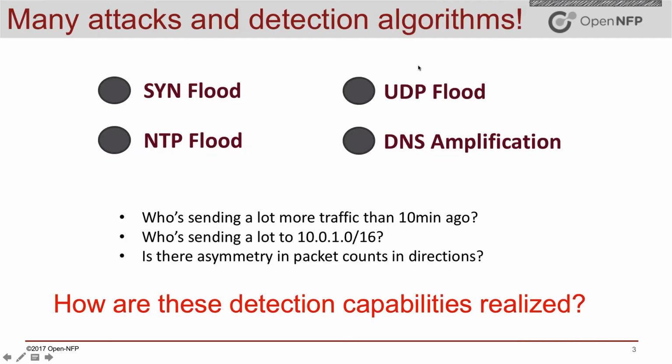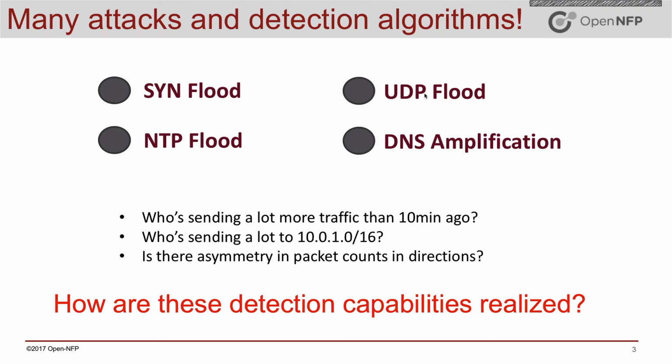Now, an essential component of any defense strategy against these DDoS attacks is to first be able to detect that the network is under attack. And of course, there are many different kinds of attacks. For each of these different kinds of attacks and attack strategies, we need to write many different custom detection algorithms. For example, you may want to see which IP addresses are sending a lot more traffic, which IPs are sending a lot to a particular destination. Is there an asymmetry in packet counts or SYN counts across different directions to a destination, and so on and so forth.